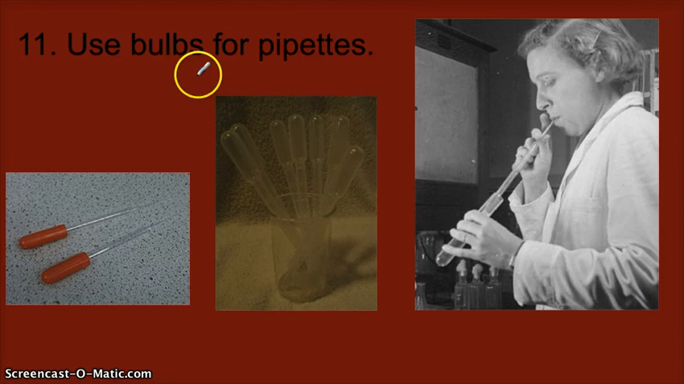Number 11, use bulbs for pipettes. Believe it or not, this is what a pipette looks like. Years ago, people used to suck on the pipette to get the water or other liquid in the pipette. That's not a good idea unless it's water, and it's still not a good idea, just for the habit's sake. You have these little ends of the pipettes where you can squeeze on them, and that will get the water, or more than likely some material besides water, where it should be. So do not do that.